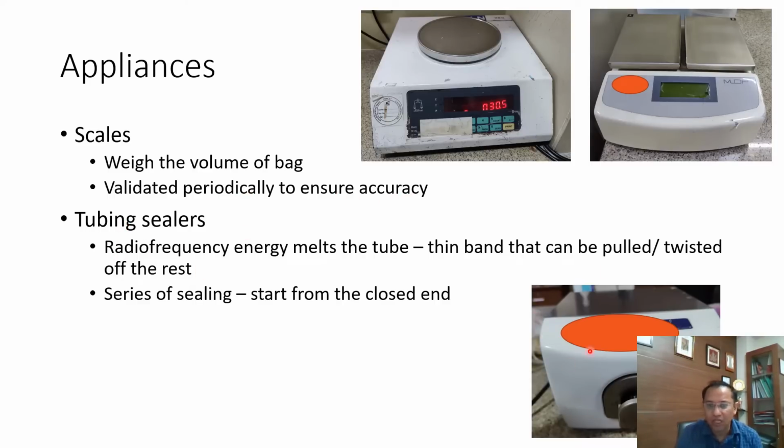Then you have the tube sealer, very important. These are radio frequency enabled devices which melt the tube into a thin band that can be pulled or twisted off from the rest, and there is a series of seals starting from the closed end. When you start from the closed end, it means that there is no pressure generated, and that is the better way of doing it. You don't start from the open end. So tube sealers are very important appliances that we have.